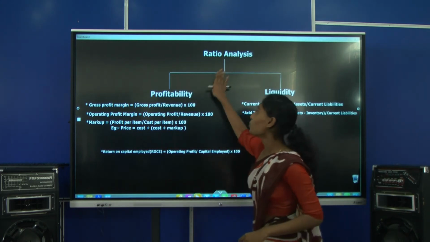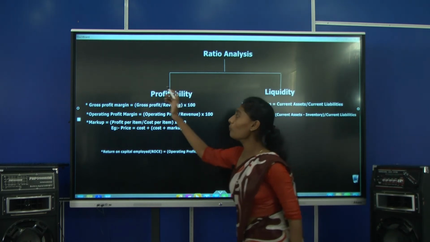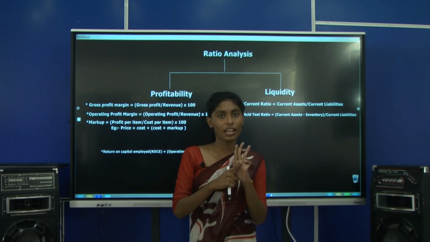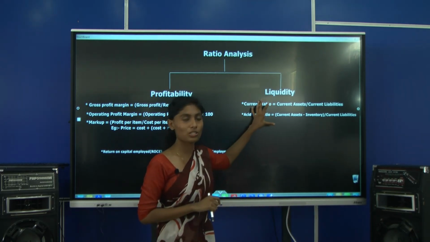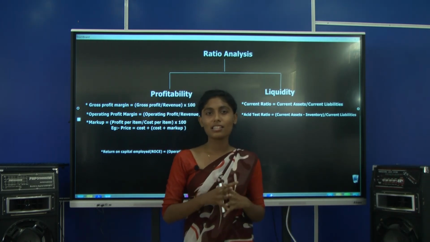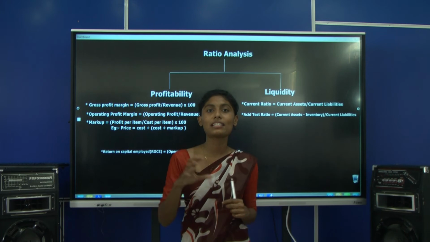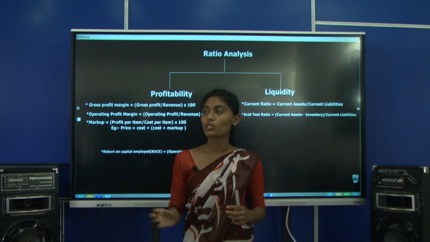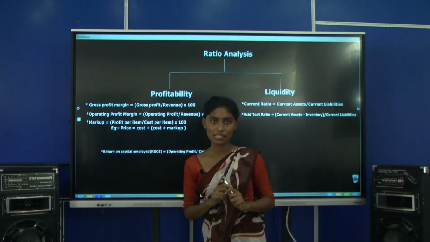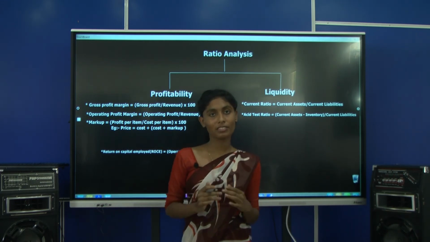So we have two types of ratios, profitability and liquidity. Under profitability we have four: gross profit margin, operating profit margin, markup and ROCE. And then we have the liquidity ratios. Under that we have the current ratio and the acid test ratio. Why do businesses calculate ratios? It's just to compare their business performance with businesses in the same industry. For example, to compare Adidas with Bata. So we get to know the performance of the business.